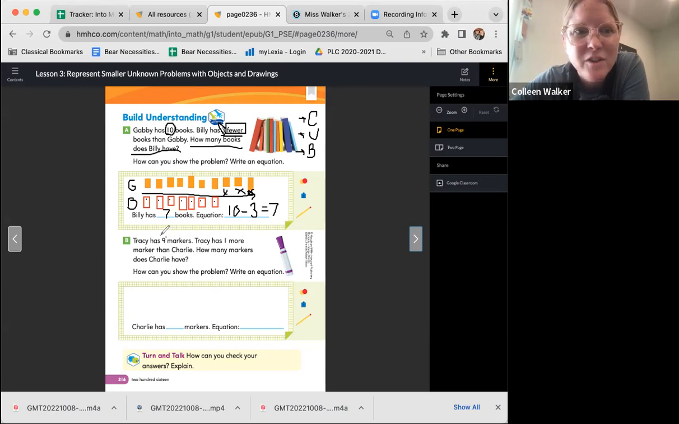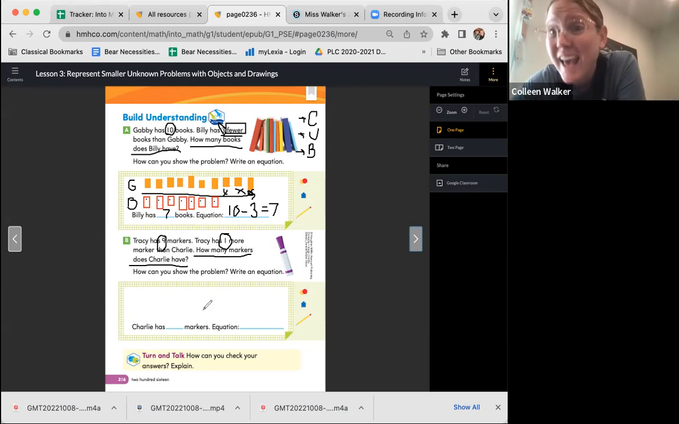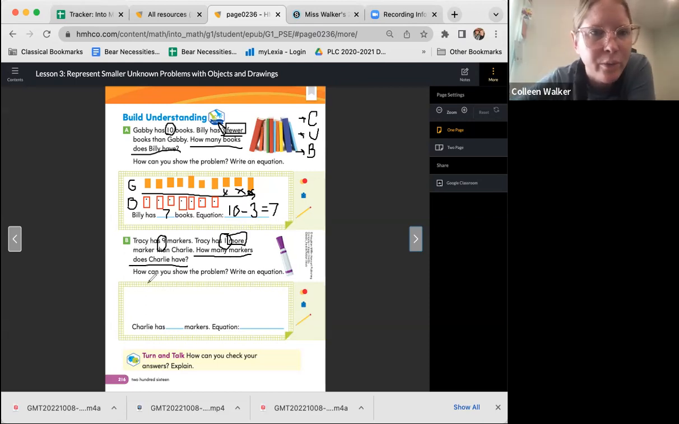Welcome back, friends. If you circled 9 and you circled 1, you are on the right track. If you underlined how many markers does Charlie have, you are on the right track. Do you guys see keywords? Yes, where it says 1 more. Tracy has 1 more marker than Charlie. That's a clue, right?